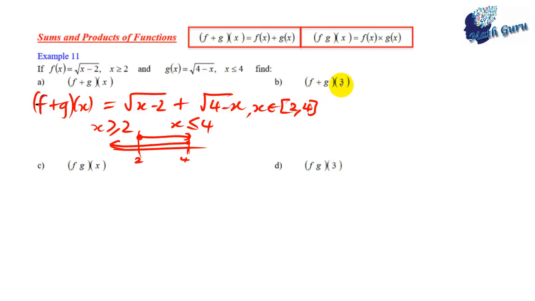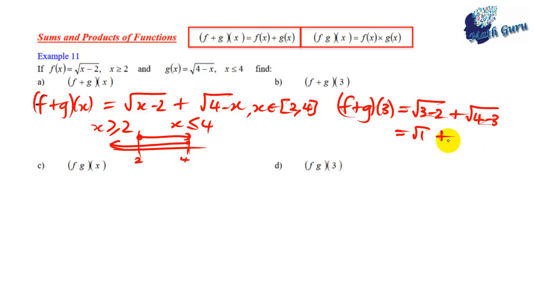f plus g of 3, so that's just saying f plus g of 3. That means use this function we've got here, so root 3 minus 2 plus root 4 minus 3. 3 minus 2 is 1, so I get root 1, plus 4 minus 3 is 1, so I get root 1. Root 1 is 1, plus 1, I get 2.